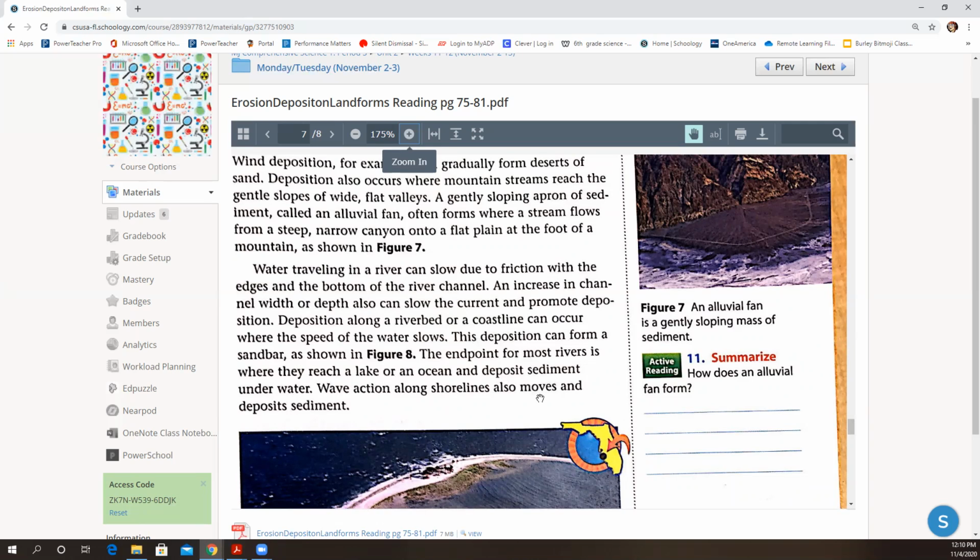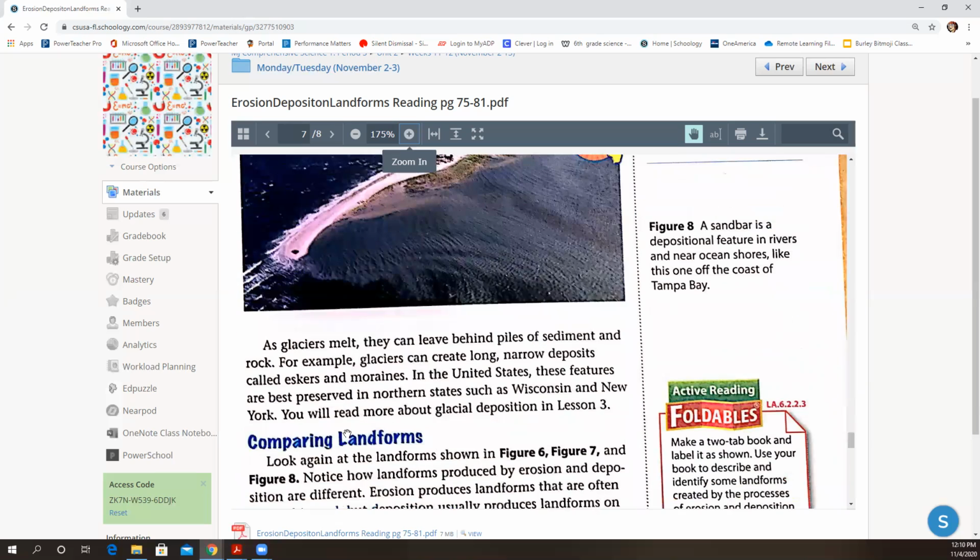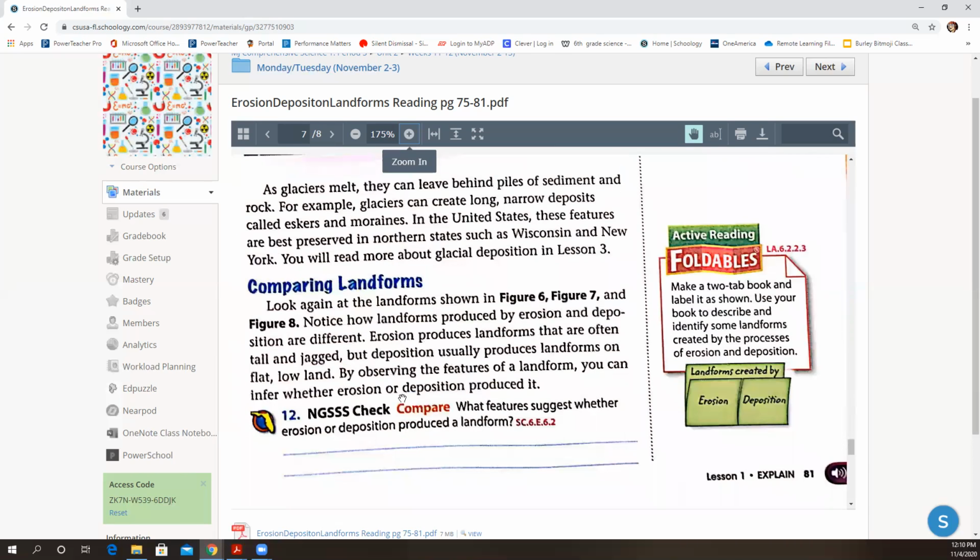Wave action along shorelines also moves and deposits sediment. As glaciers melt, they can leave behind piles of sediment and rock. For example, glaciers can create long, narrow deposits called eskers and moraines. In the United States, these features are best preserved in northern states such as Wisconsin and New York. You will read more about glacial deposition in Lesson 3.